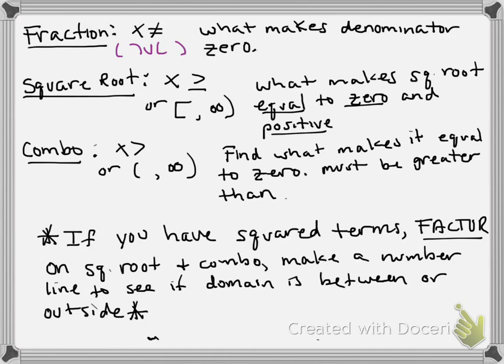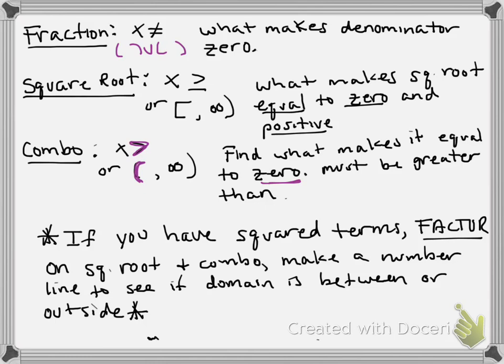The combination is when you have 1 over, or something over, a square root on the bottom of your fraction. You're going to have to combine both those ideas. So you need to find what makes it 0, but you cannot use 0. So instead of having the equal to, it's just going to be greater than, or you use your parenthesis to say not including that number. But you still want to find what makes it 0. You're always looking for that 0.